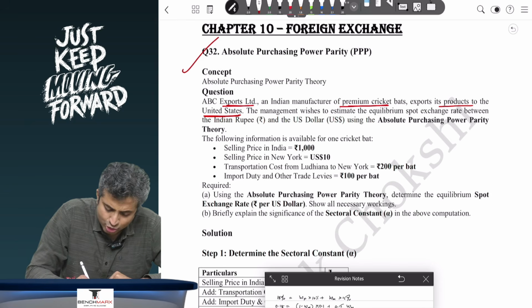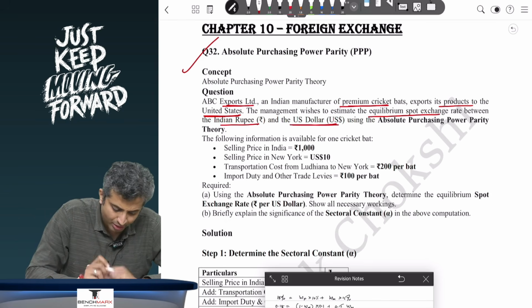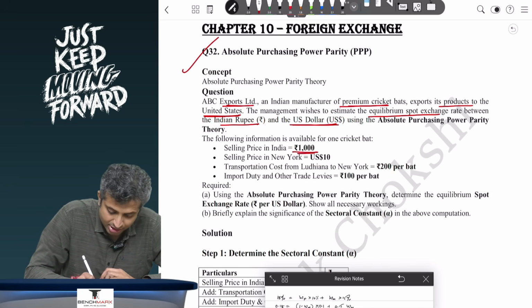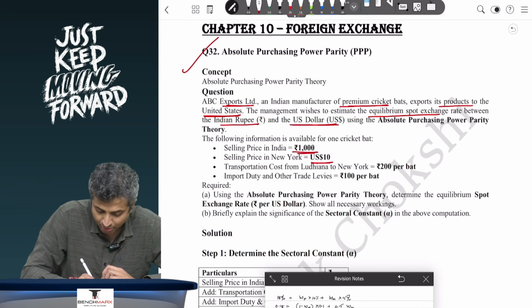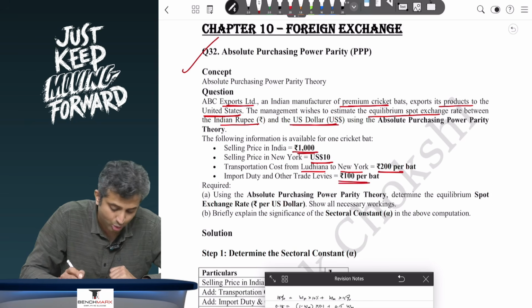The management wishes to estimate the equilibrium spot exchange rate between the Indian rupee and the US dollar using the absolute purchasing power parity theory. The following information is available. The selling price in India is 1000, in New York is $10. The transportation cost from Ludhiana to New York is 200 rupees per bat, and import duty is around 100.